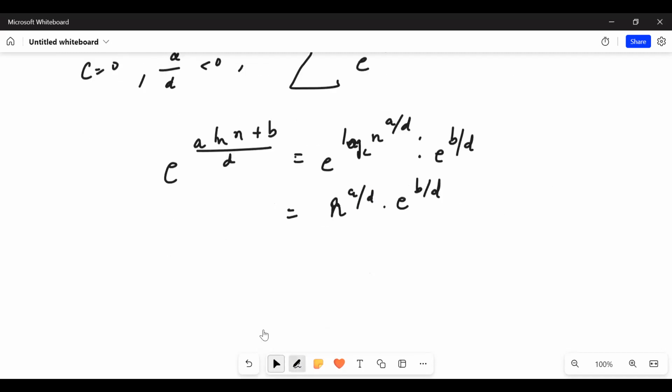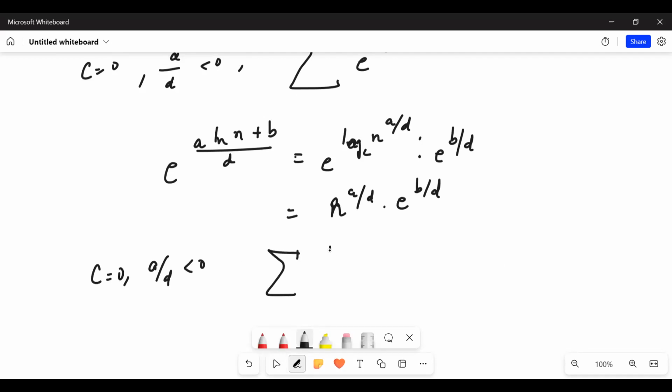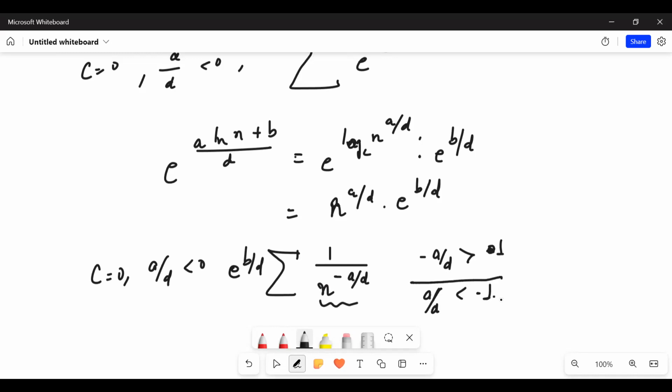So basically, if C is equal to 0 and A by D is negative, in general, this series reduces to writing 1 upon n raised to power minus A upon D. This is a constant, just forget about it. Now this is convergent only if minus A by D is greater than 1. That implies A by D should be less than minus 1. So only if A by D is less than minus 1, then it will converge. If minus A by D is less than 1, that is, if A by D is greater than minus 1, the series diverges.